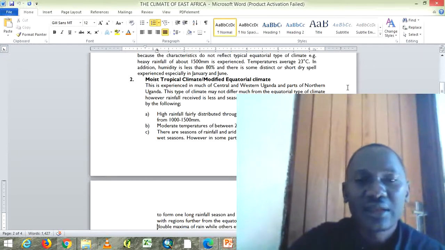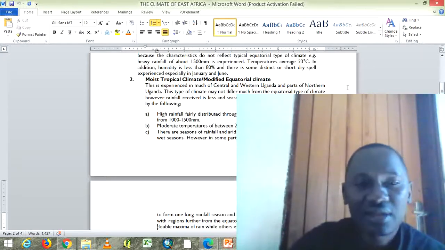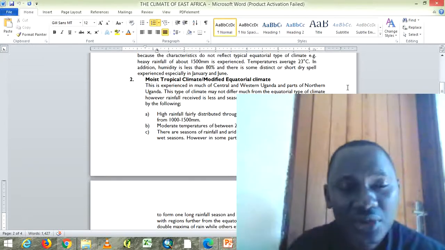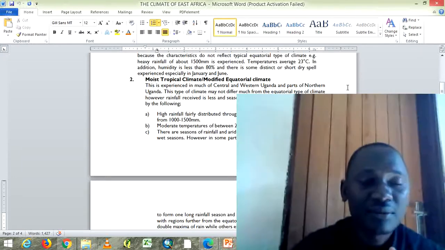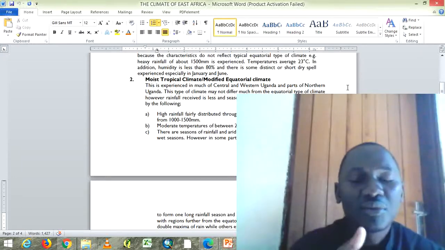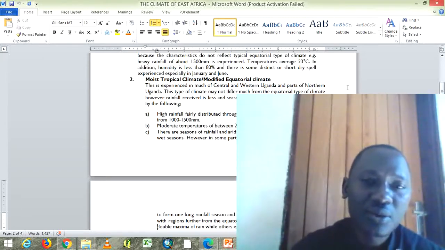Certain parameters remain the same, just like the first category, where we're talking about equatorial climate. But the difference is rainfall. If rainfall in the first zone is 2,000 millimeters per annum, here rainfall could be 1,000 to 2,000 millimeters per annum. But why do we call it modified?